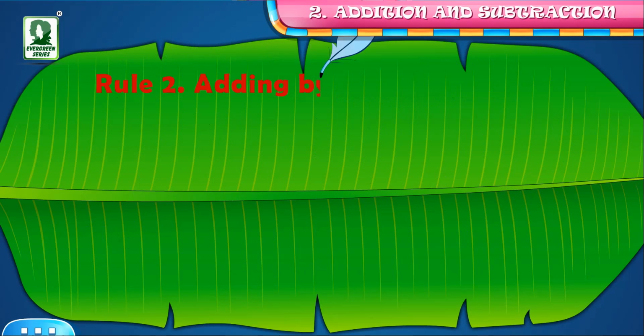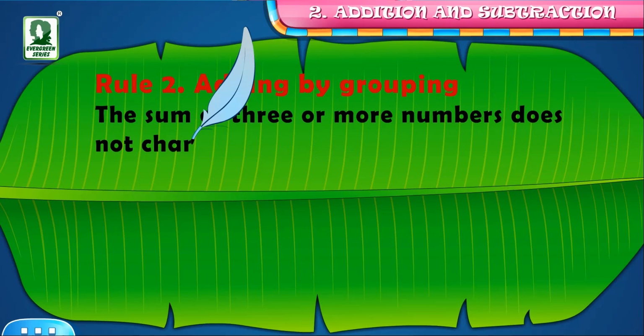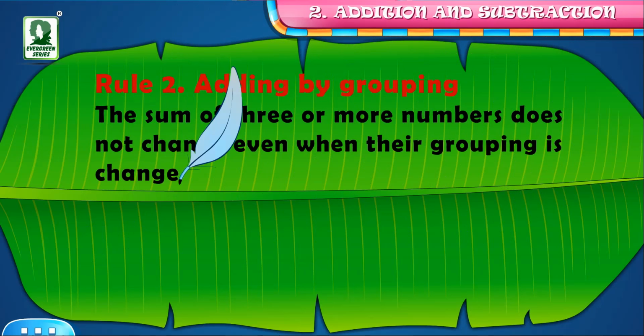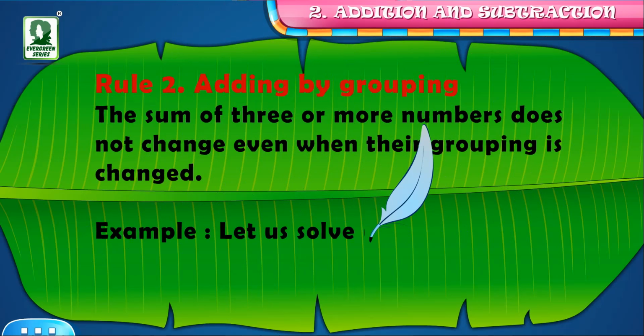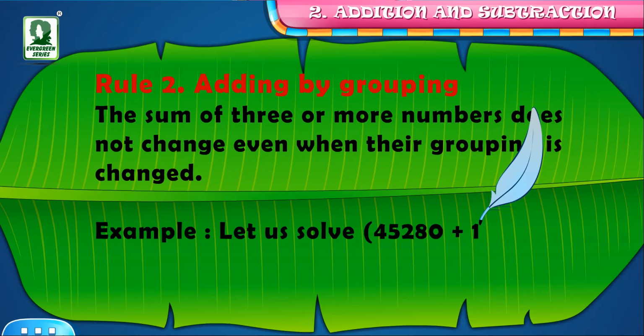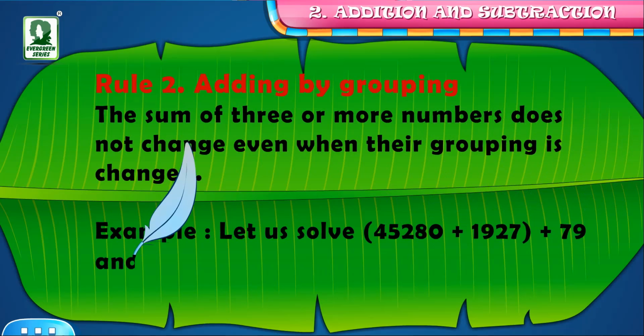Rule 2. Adding by grouping. The sum of 3 or more numbers does not change even when their grouping is changed. As for example, let us solve. Inside the bracket 45,280 plus 1,927 plus 79 and 45,280 plus inside the bracket 1,927 plus 79.